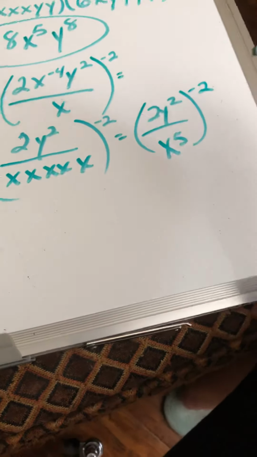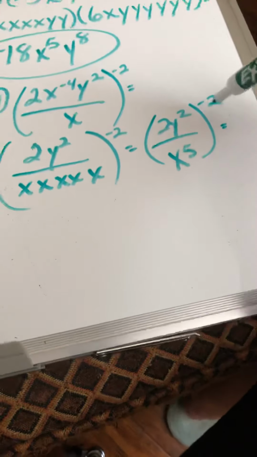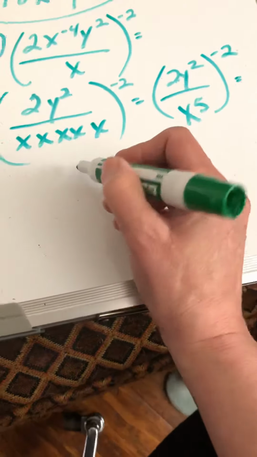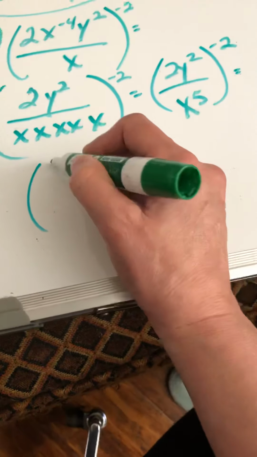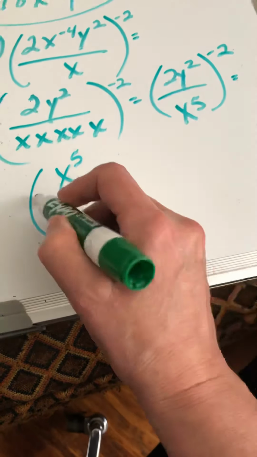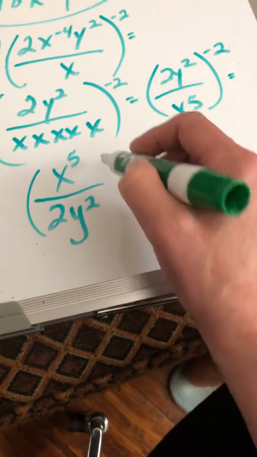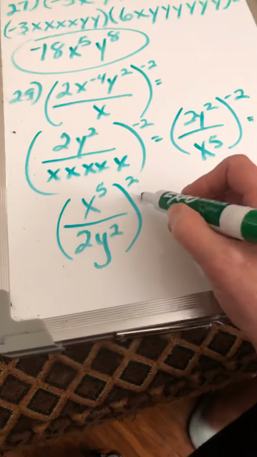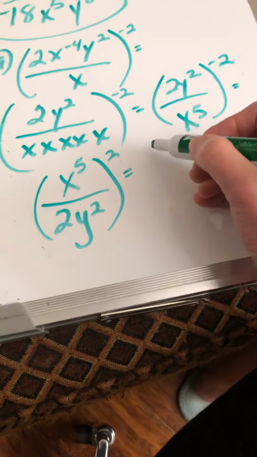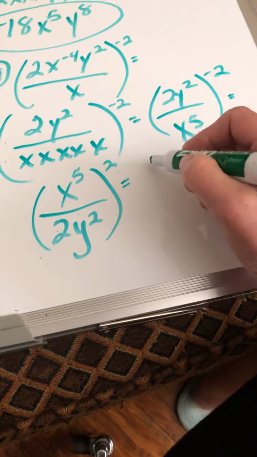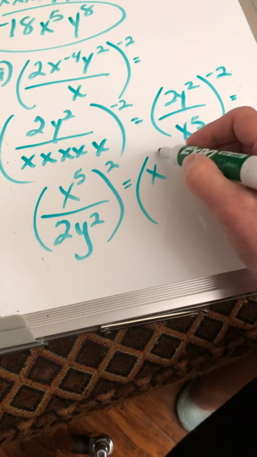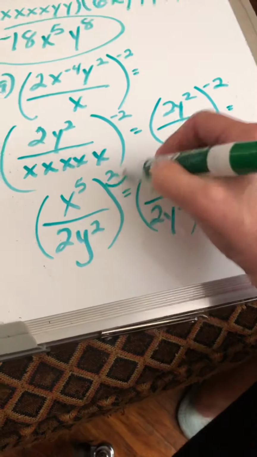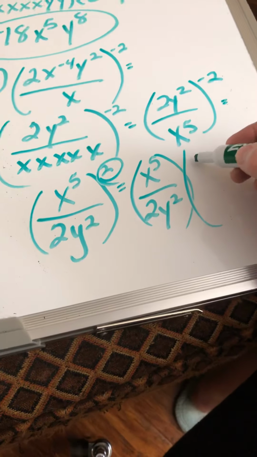Now we have to deal with this negative exponent. So remember, it's a reciprocal. You can, in effect, flip it over. So this was really going to be x to the 5th over 2y squared, all to the positive 2 power. And now once again, if all you remember is what that little guy there means, you're going to be okay. Now let's get rocking and rolling here. This is going to be x to the 5th over 2y squared multiplied by itself that many times.